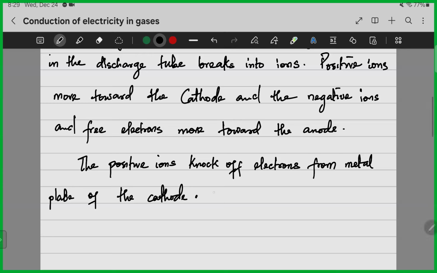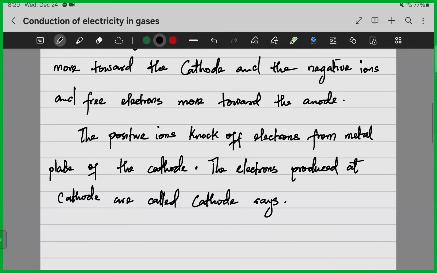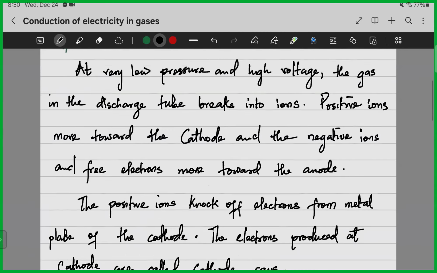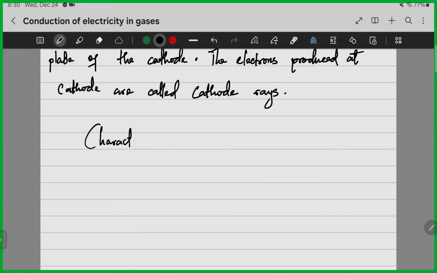So it is now good to note that the electrons produced at the cathode are called cathode rays. So electrons produced at the cathode are called cathode rays. That's very good to note. Let's now talk about characteristics of cathode rays.